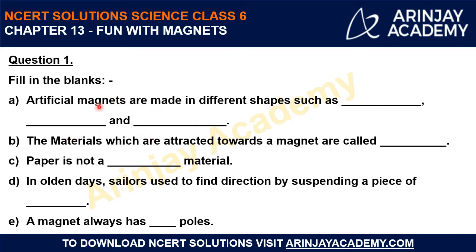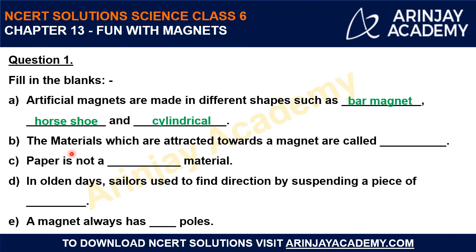So हमें क्या करना है? We need to tell that जो artificial magnets है यानी जो man made magnets हैं उन्हें हम कौन से different shapes में design करते हैं. So in general artificial magnets are seen as bar magnets, which is the most common one. Secondly, horseshoe magnet, and lastly cylindrical magnet. So these are the three shapes in which we prefer making an artificial magnet.